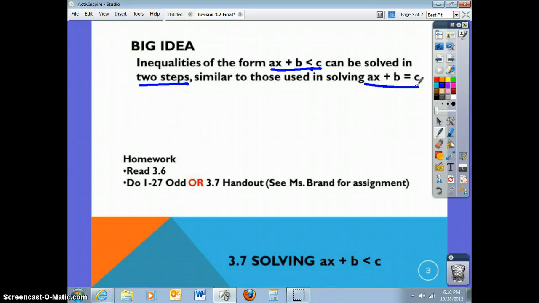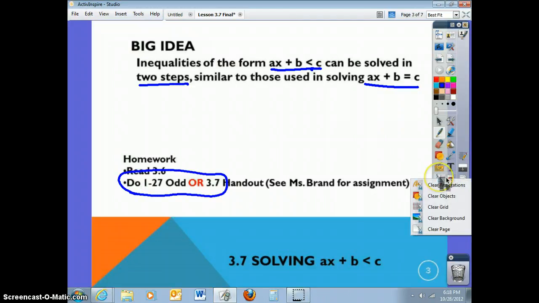The homework is to read 3.6 after you've watched the video. If you're not comfortable with the video, then read it after we have our brief discussion in class. And one of these two will be your homework. If I've not already assigned it, then you can come see me and I'll tell you which of the two. But if I have already assigned it, then you know it's most likely the 1 through 27.